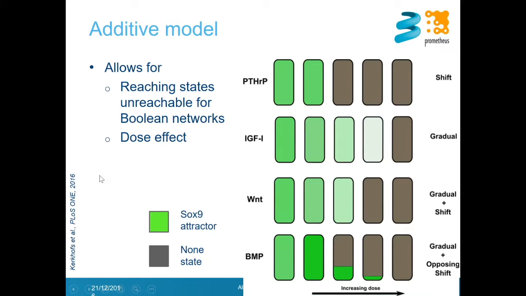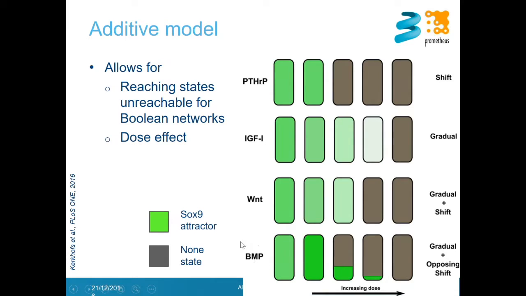To show you what the effect is of the added granulation that we added through using the additive approach rather than the Boolean approach, what you see here is 4 different growth factors that we actually started overexpressing in a certain dose, and the box actually represents 10,000 simulations of that growth factor. The color indicates the attractor that it is in.